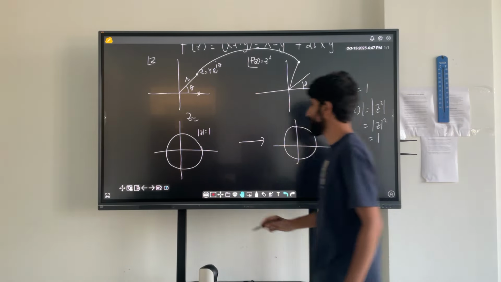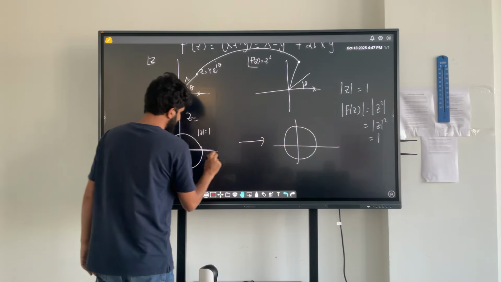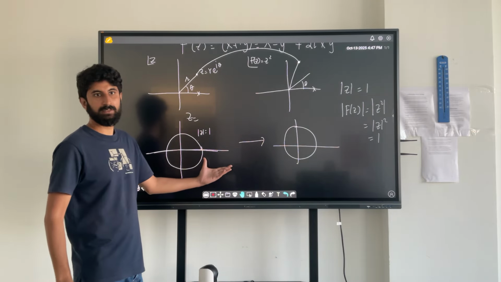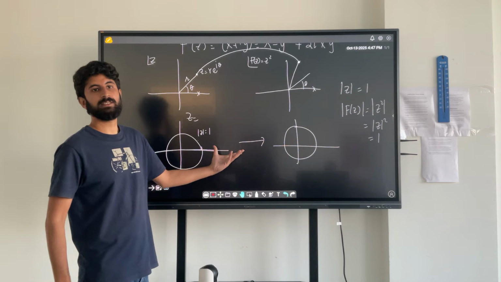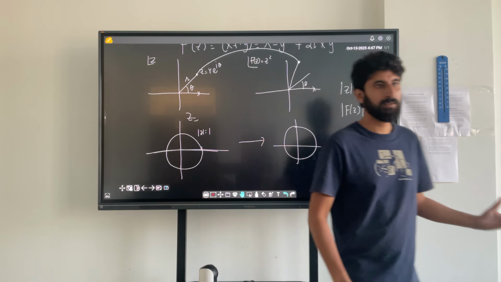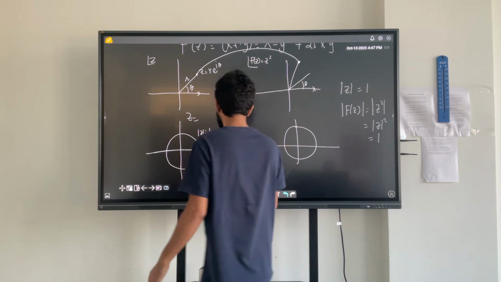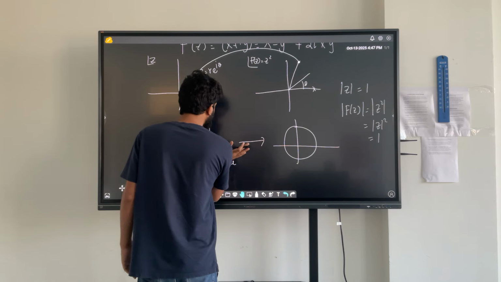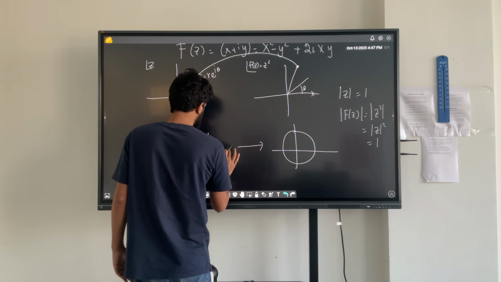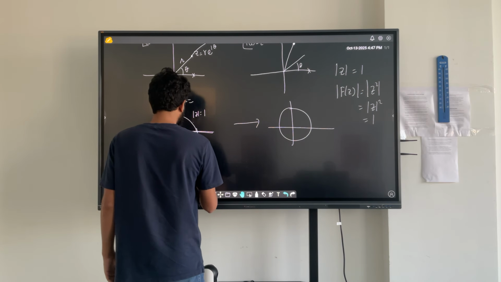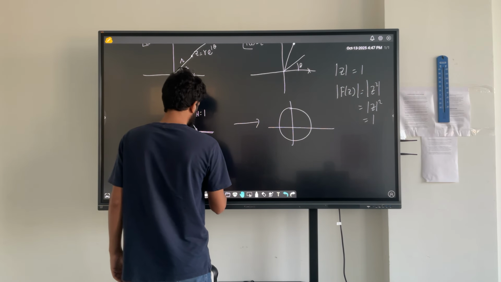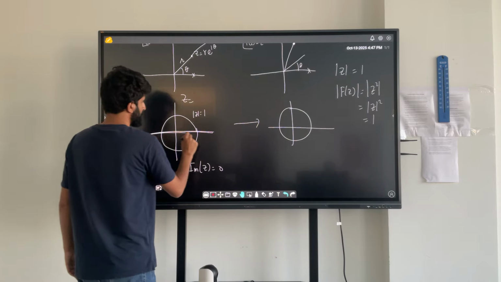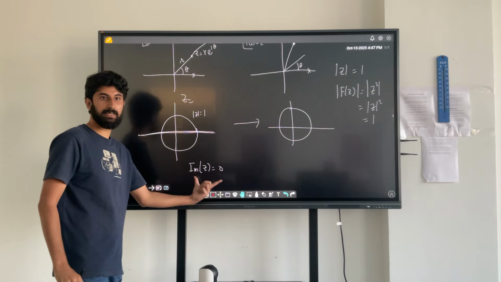Let's take the real line. What is the real line? Imaginary part of z equal to 0. This is the equation for this line.